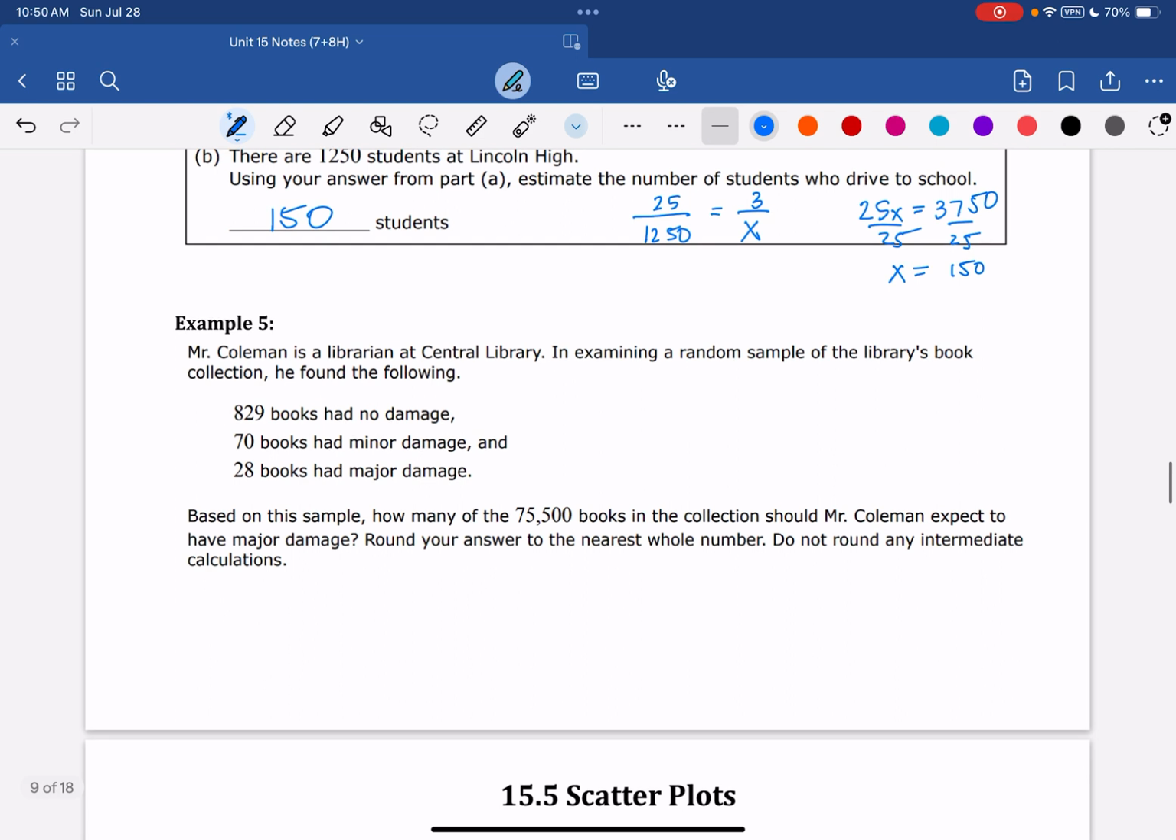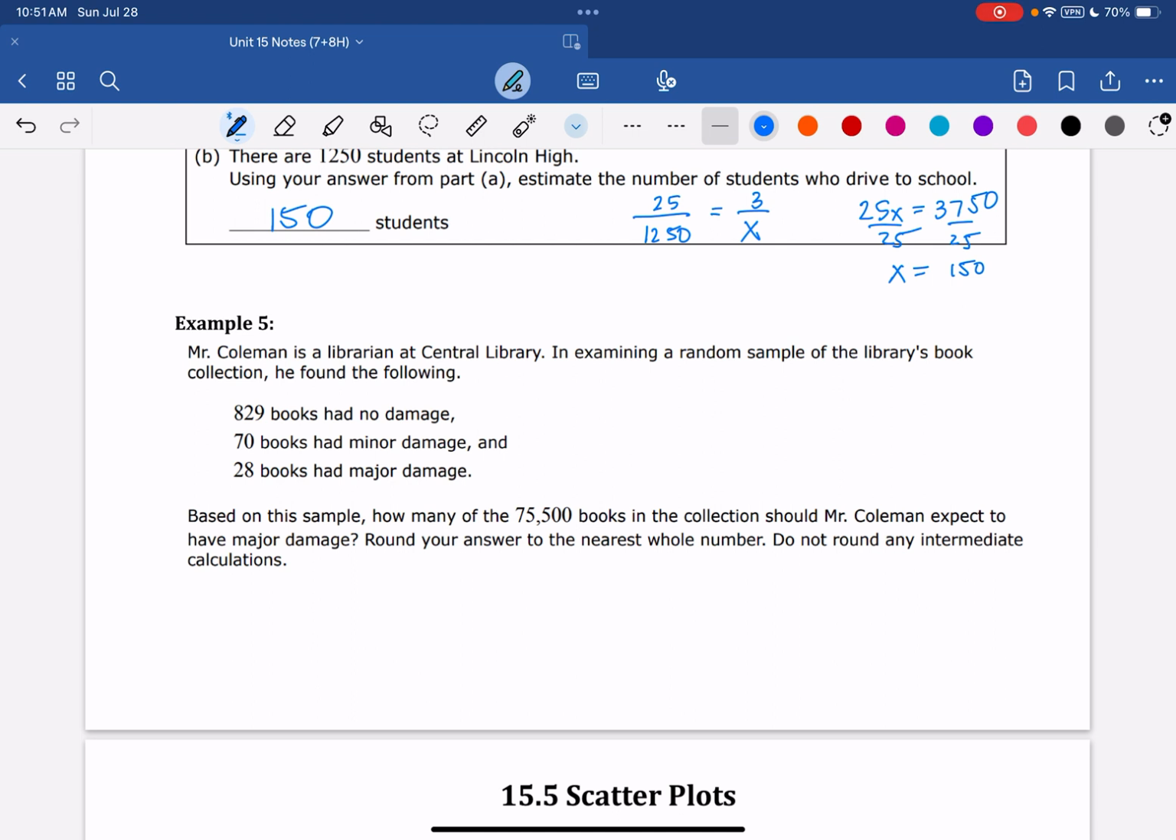Okay. Mr. Coleman is a librarian at Central Library. In examining a random sample of the library's book collection, he found the following. 829 books had no damage, 70 books had minor damage, and 28 books had major damage. So based on this sample, how many of the 75,500 books in the collection should Mr. Coleman expect to have major damage? Round your answer to the nearest whole number. Do not round any intermediate calculations.